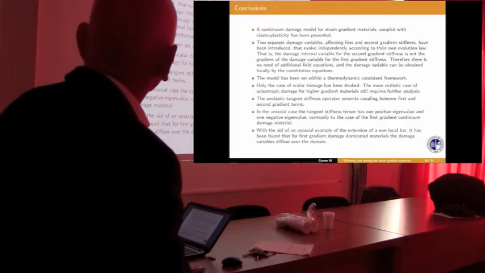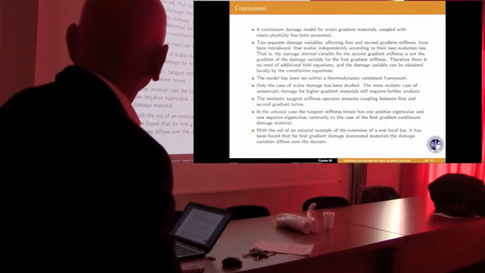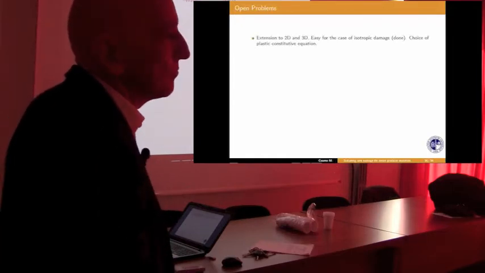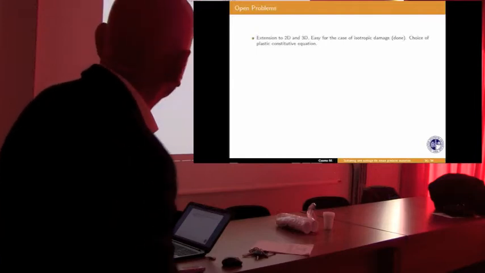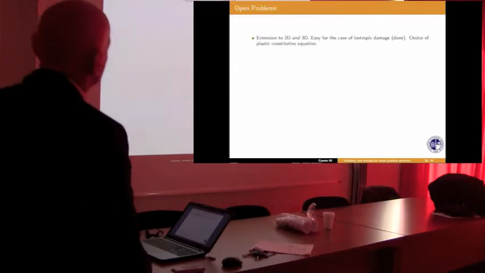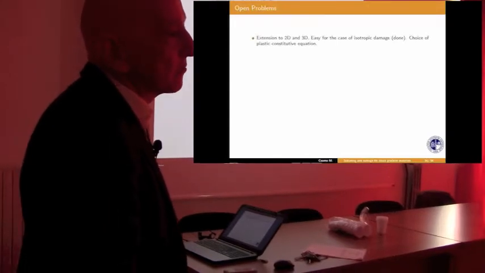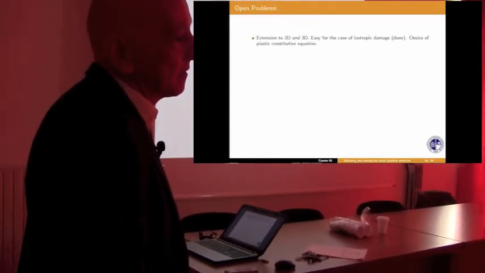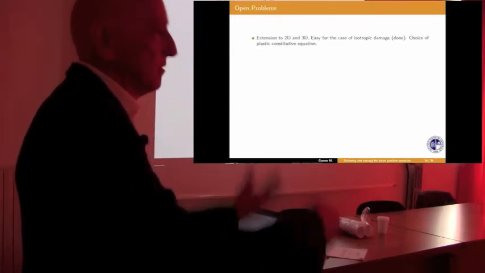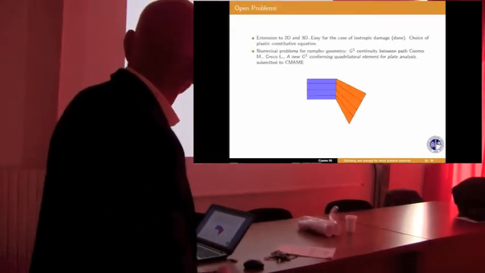Okay, there are some limitations. There are open problems. Extension to 2D and 3D is very easy to do in the case of isotropic damage. We have already done it. Of course, I didn't show the result because we are still working on some examples. But it's not easy in the case of plasticity because we have to choose a proper domain for the hyperstress and for the variables for the non-local one. So this is something that has to be discussed, how to choose it properly.